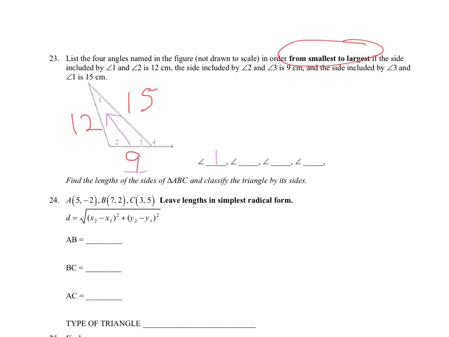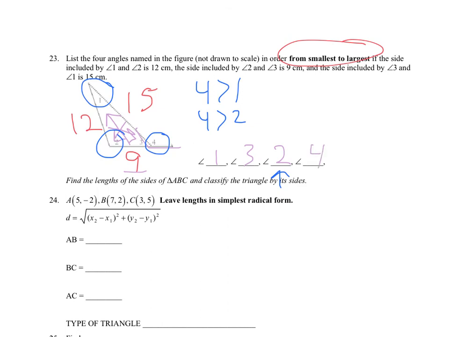12 is my next shortest side. It's opposite angle 3. And 15 is my last side. It's opposite angle 2. Now that leaves us with 4. Remember, 4 is an external angle, and 4 is equal to the sum of 1 and 2, which means 4 is greater than angle 1. 4 is also greater than angle 2, which means if 2 is right here, 4 has to be larger than that. So 4 is definitely my largest angle.